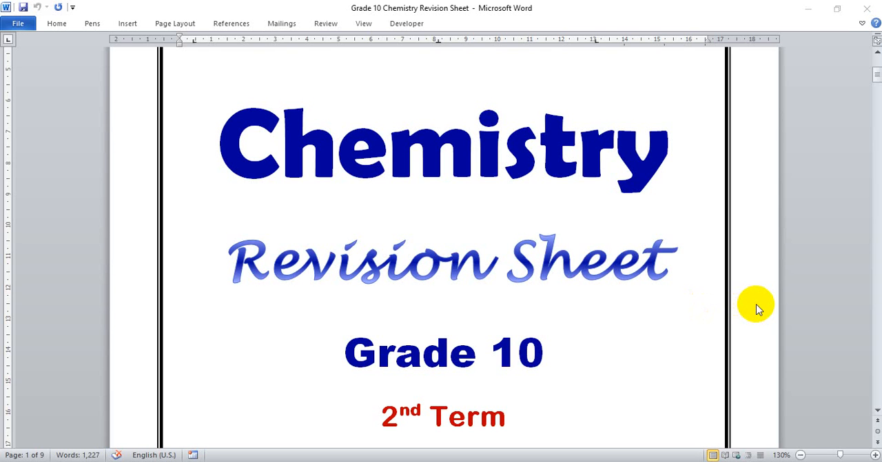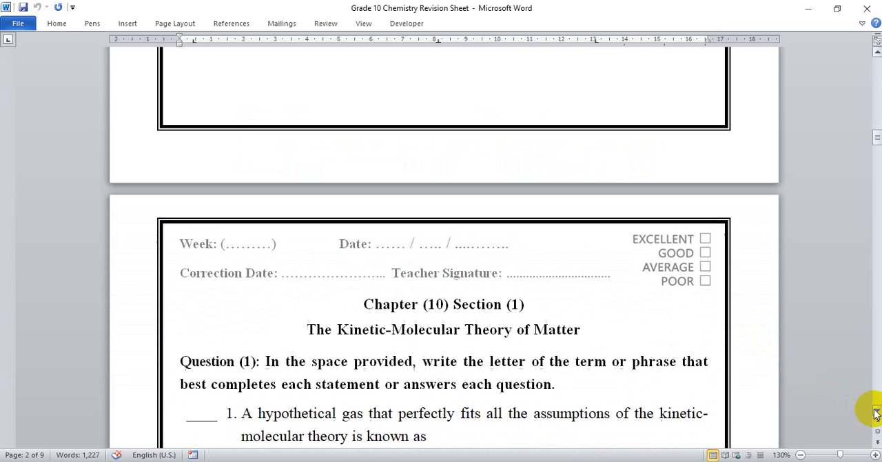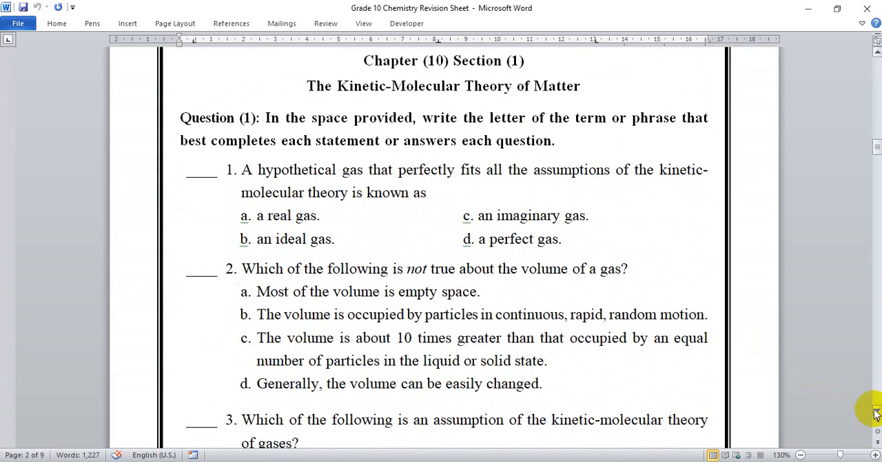Today we will review chemistry chapter 10 section 1. Question 1. In the space provided, write down the letter or term that best completes each statement or answers the question.